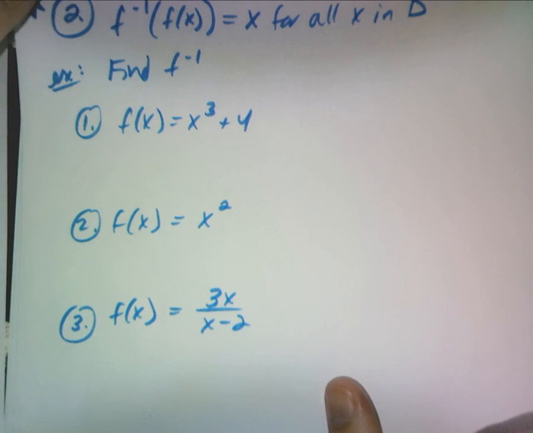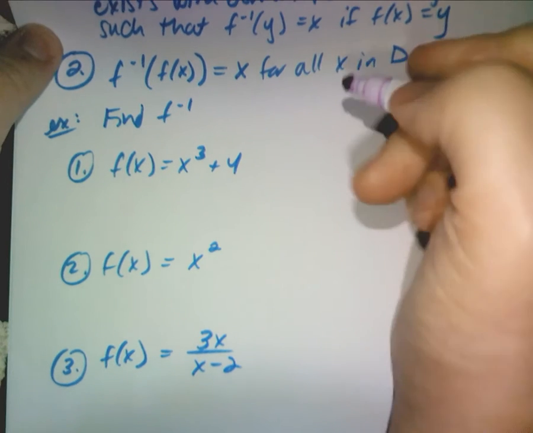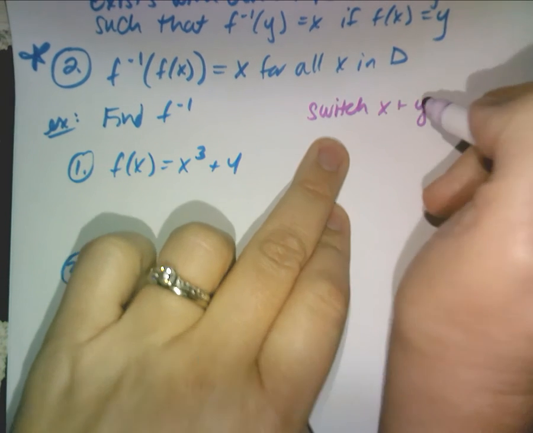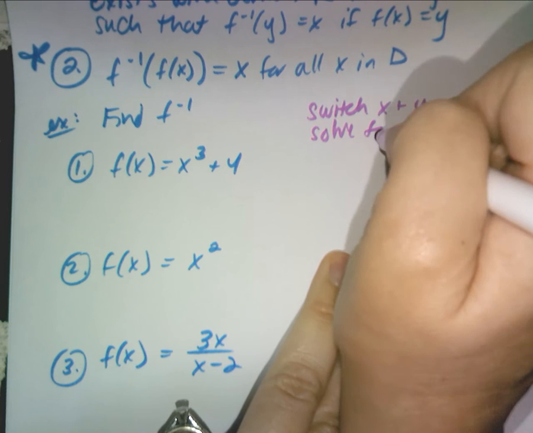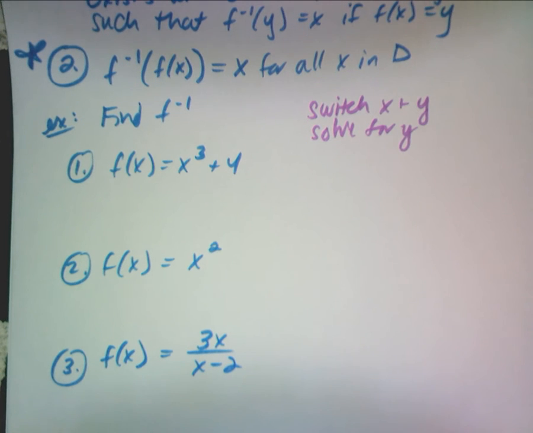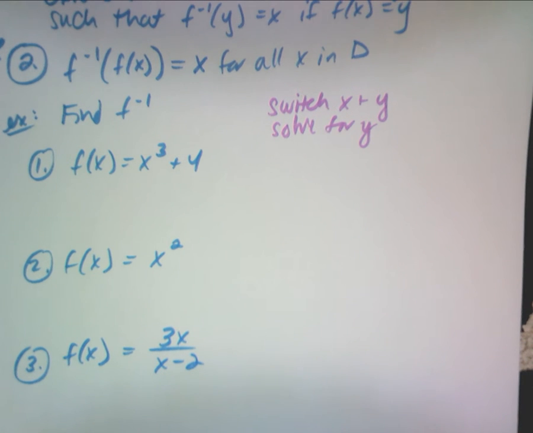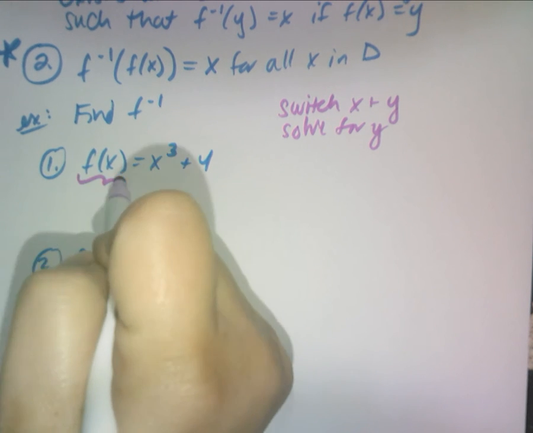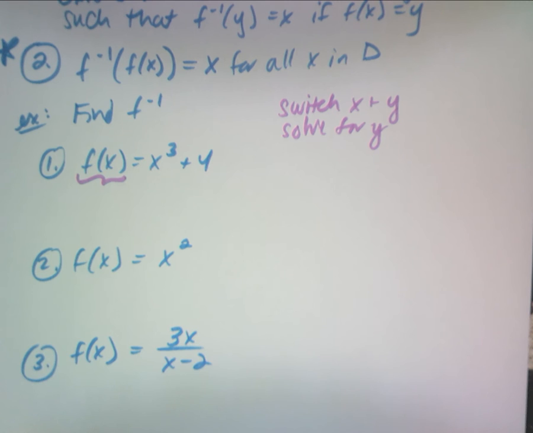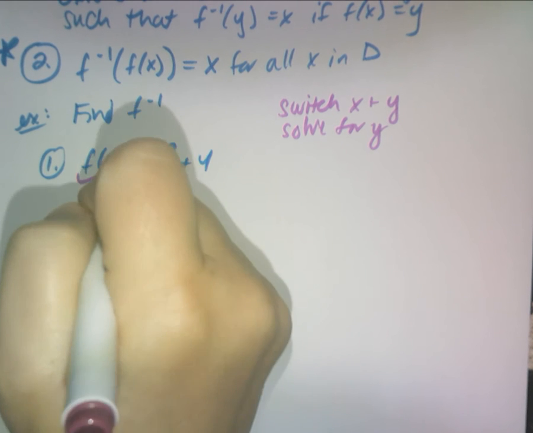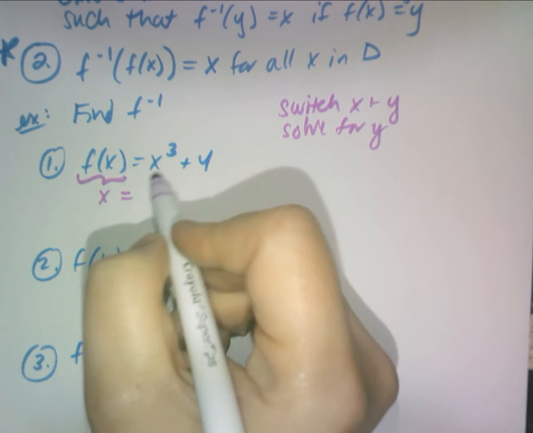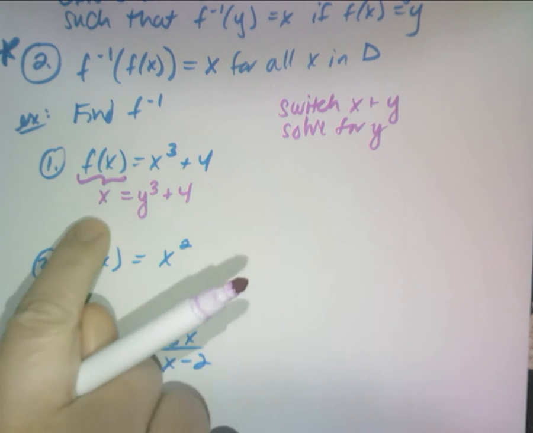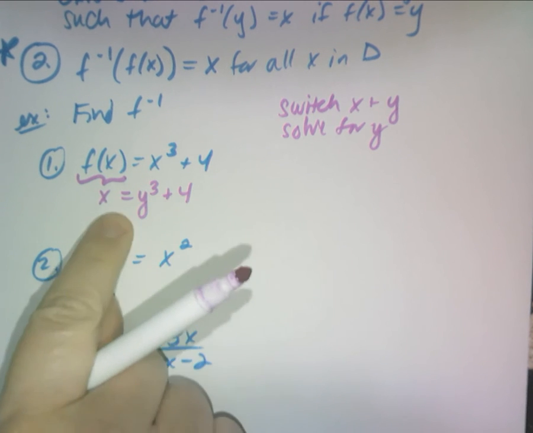So here's all you have to do if you want to write down a little note here. You switch the x and y and then solve for y. Anytime you have to find the inverse function, you switch your x and y and you solve for y. Now remember, this is your y right now. f of x is just a y. So we're now going to call this x, and wherever you see an x, you're going to call it y. And then you're going to solve this equation for y.